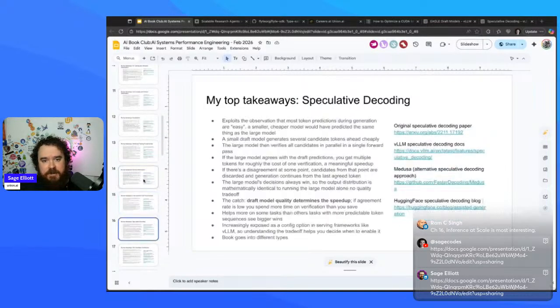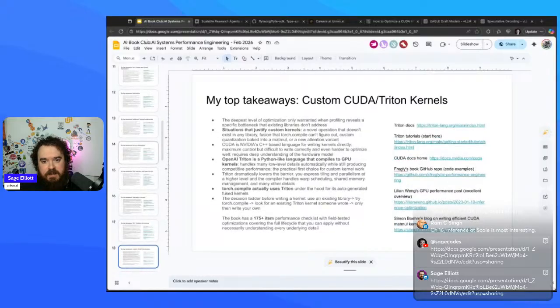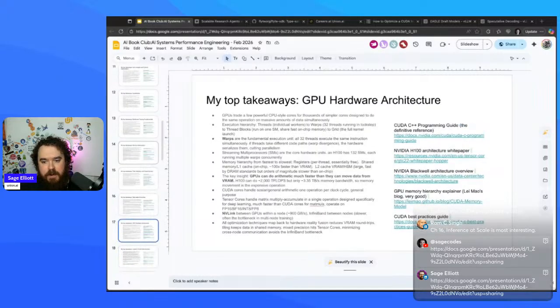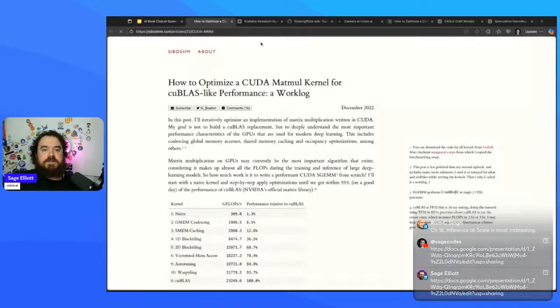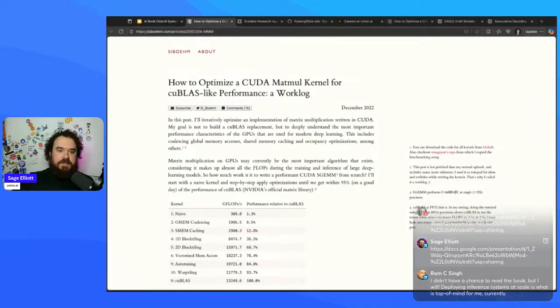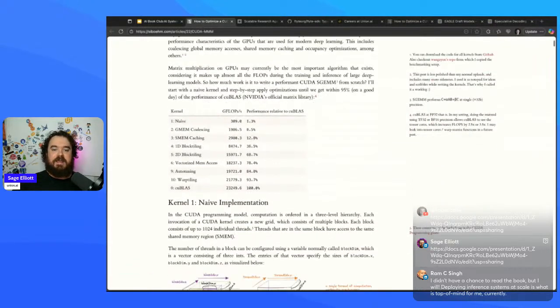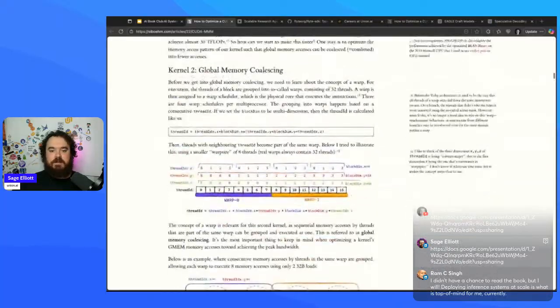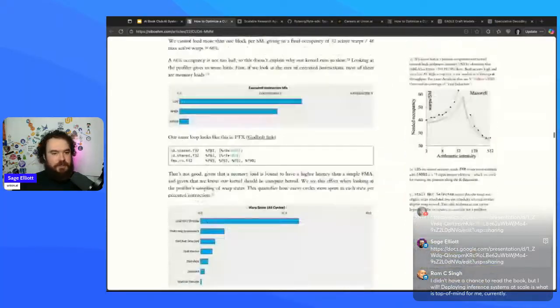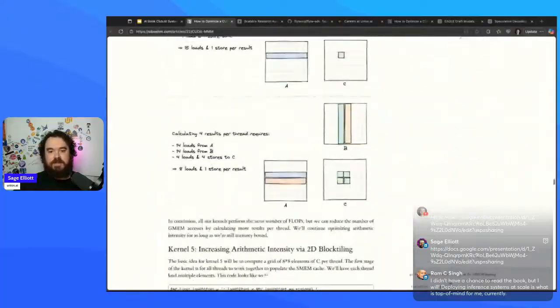Actually, if you're just interested in the hardware part, I think it was this blog that I thought was really good. I'm going to share this link. This is how to optimize a CUDA matrix multiplication kernel for cuBLAS-like performance. I think it's written by someone at Anthropic. This is a really good read that breaks down GPUs and how to do that kernel work.